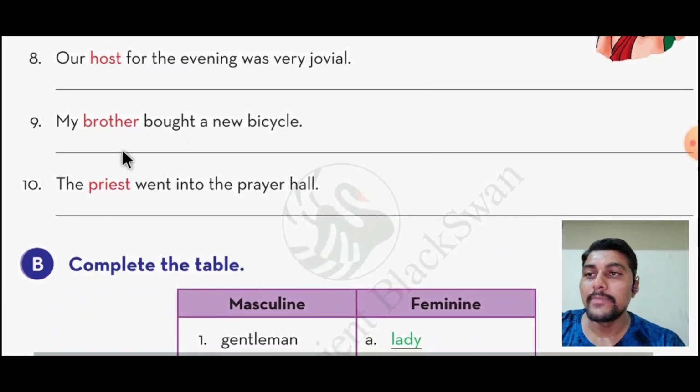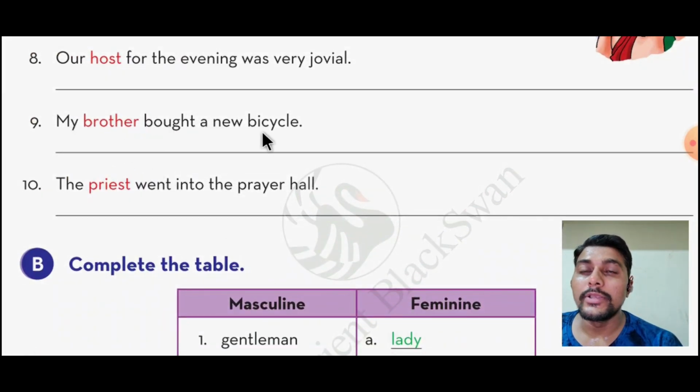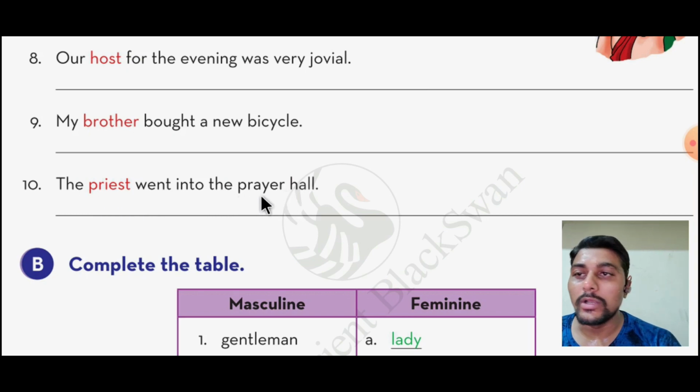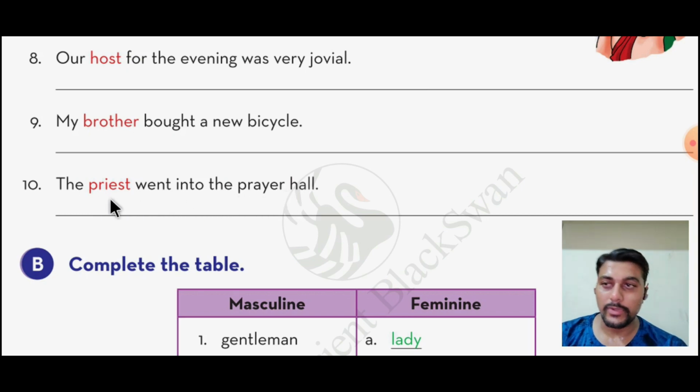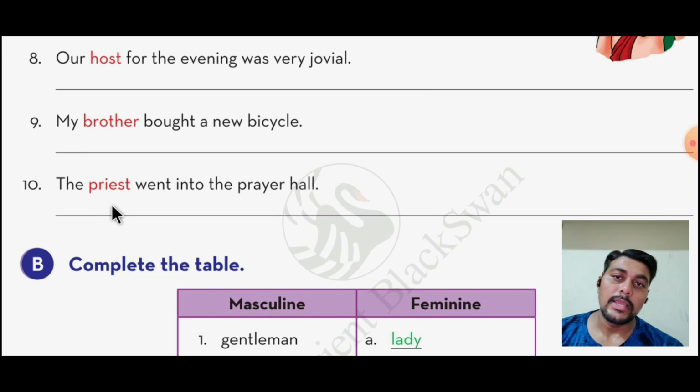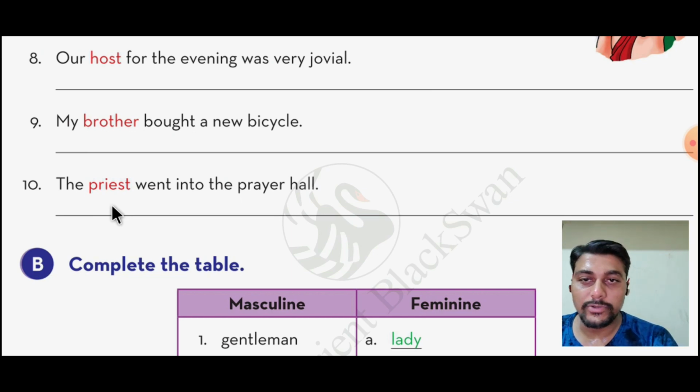Number 9 is, my brother bought a new bicycle. Very easy. The noun brother, a masculine noun, will convert into the feminine noun. Brother will become sister. So my sister bought a new bicycle. The 10th one is, the priest went into the prayer hall. Priest, which we call pujari. So here we can write priestess went into the prayer hall. So these are the exercise A answers of all the 10 questions.